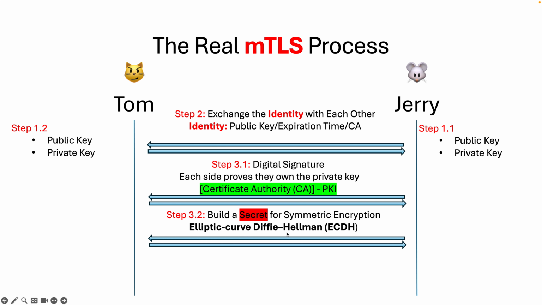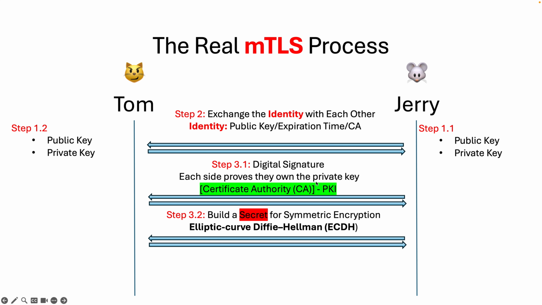This ECDH is another key agreement protocol. Both Tom and Jerry will generate a temporary code and put it in their identity. So when they receive each other's identity through the network, they verify the identity using the public key, asymmetrical encryption. If valid, they use this ECDH code to build a shared secret together.